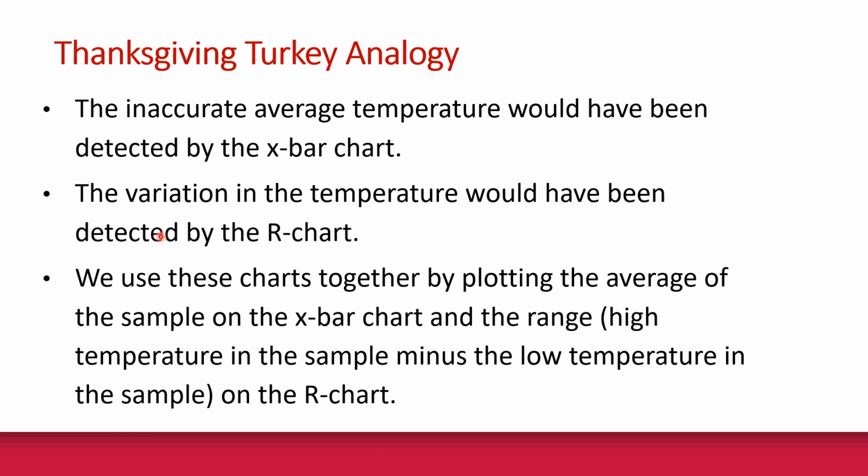Now, the wide swings, where it dipped down to 200 and then up to 500, that's going to be caught on our R chart, our range chart, because with the range chart, you take the biggest number, subtract the smallest number, and that difference is what we plot. So that's going to detect it on that range chart. So by plotting the X bar chart and the R chart together, we're going to determine if we have a problem.